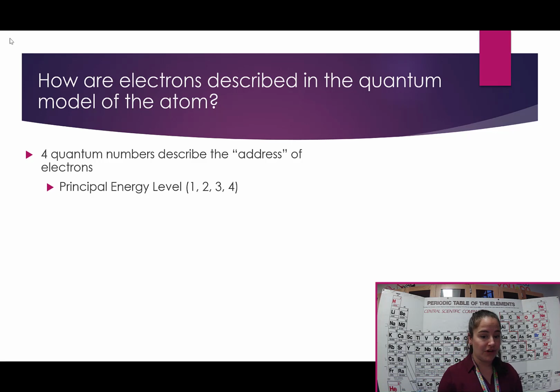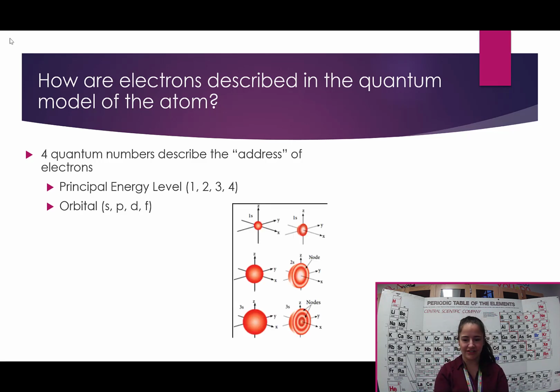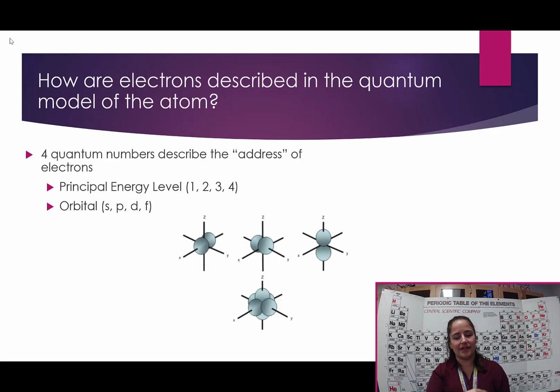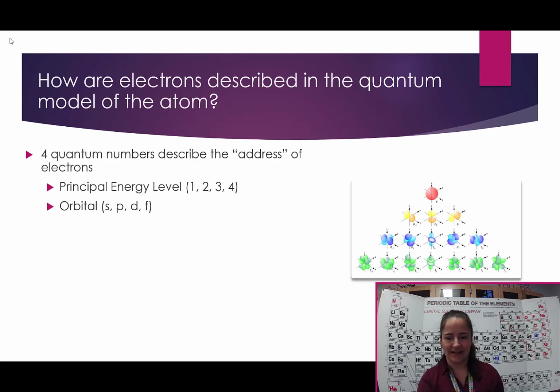Now, the one we're going to go deeper into with our electron configurations is the orbital. The orbital refers to the actual shape of the probability distribution of the electrons. We have s orbitals that are more spherical, p orbitals that are infinity shaped, and d orbitals and f orbitals that get into all kinds of crazy shapes. These are what those shapes look like.